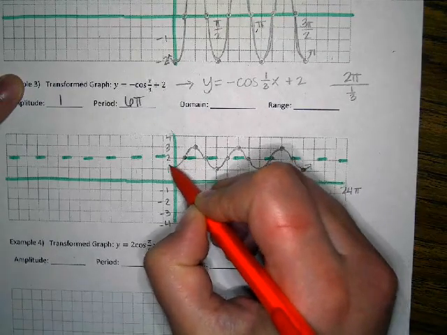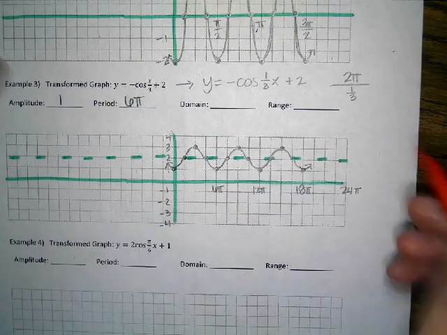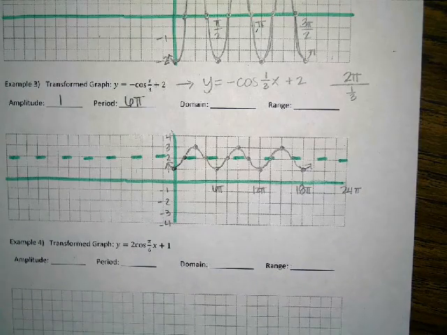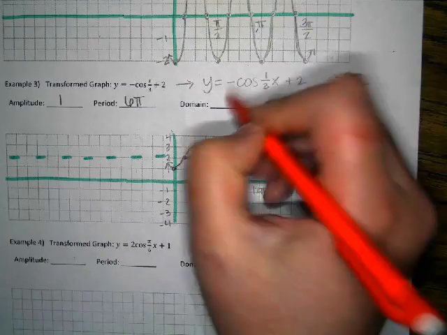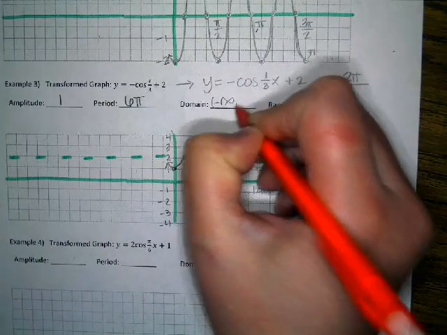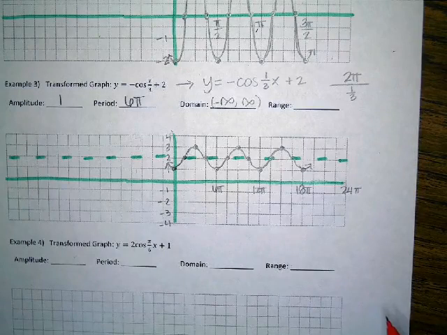All right, my domain is negative infinity to infinity. My range is 1, 3. Okay.